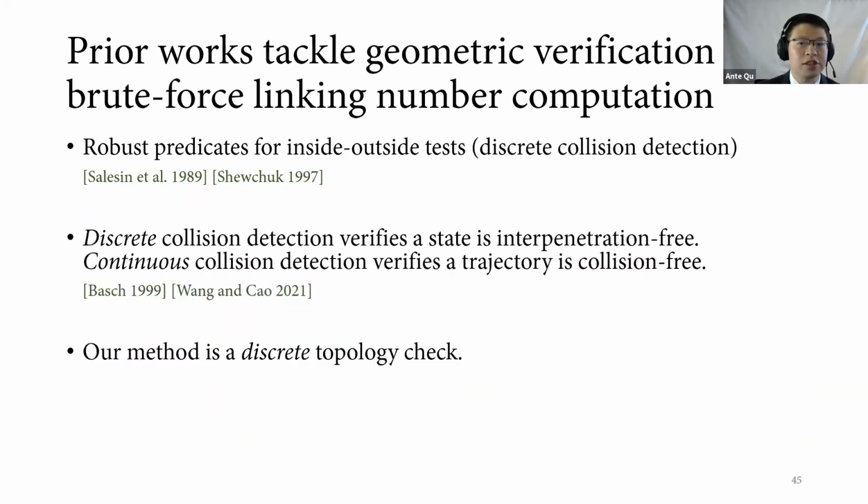And these tests are discrete because they verify individual states have no interpenetration. Another class of methods, continuous collision detection, verifies that an entire trajectory is collision-free. There are trade-offs between discrete and continuous tests. And to clarify, our method is a discrete test in that it is a topology check on individual states of an animation.